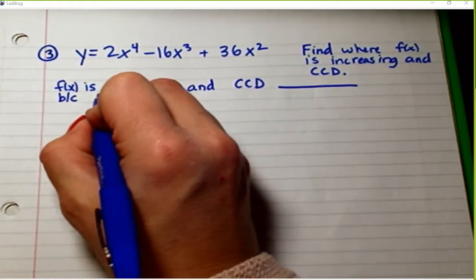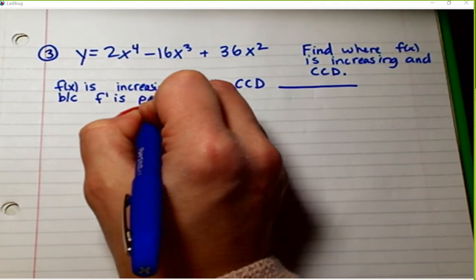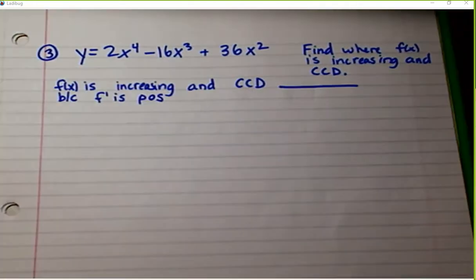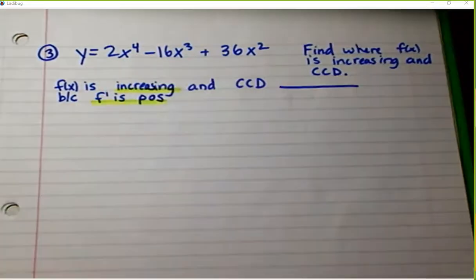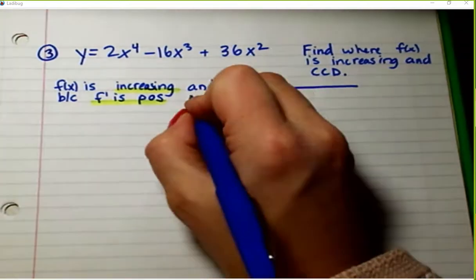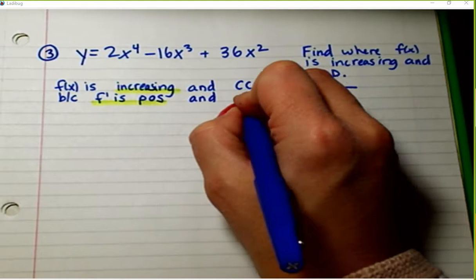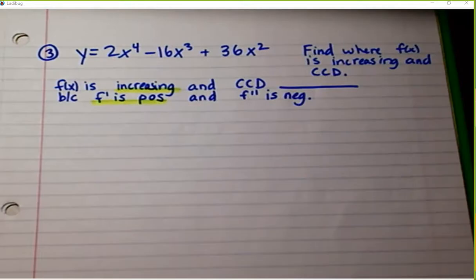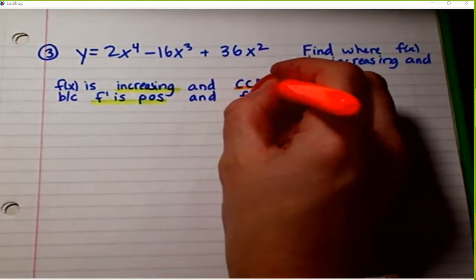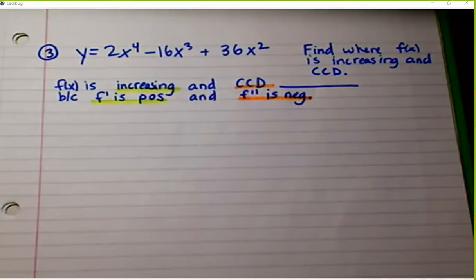because f prime is positive. Okay, so that's the first thing. Increasing is f prime positive. And concave down is double prime negative. So I have two things that are happening. Concave down is double prime negative. So I have two things to look for. One of them is from the first derivative. One of them is from the second derivative. We're just going to find them one at a time.